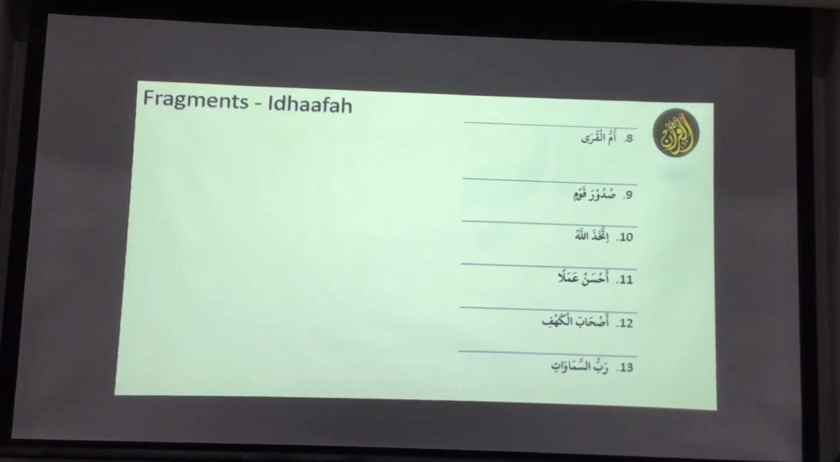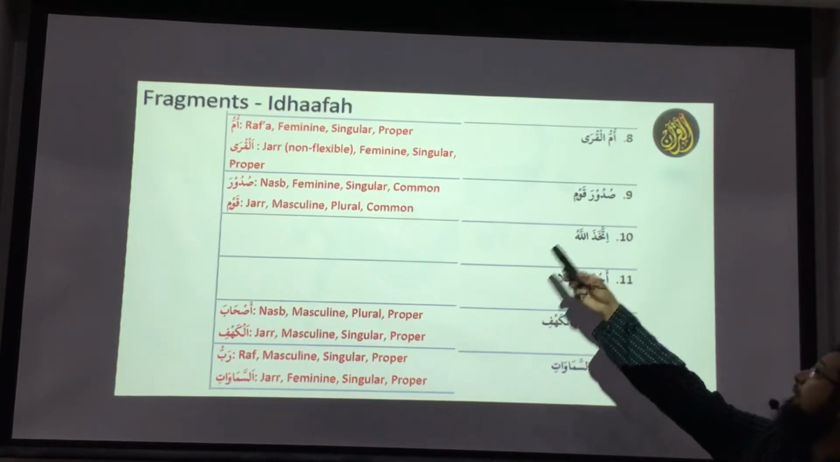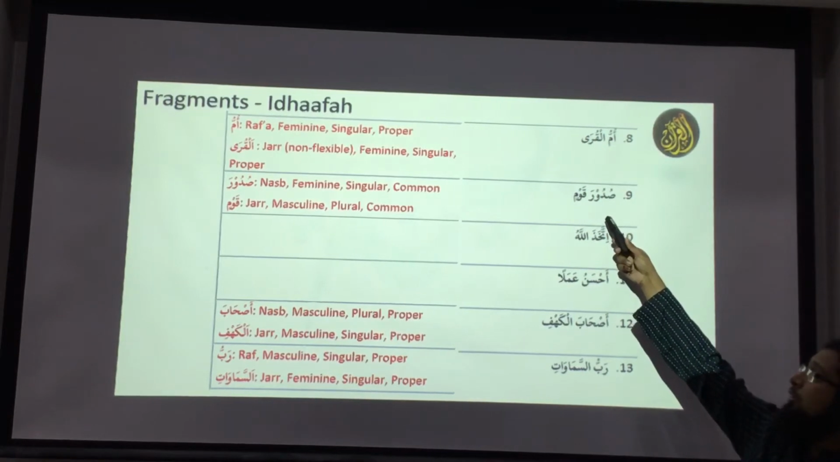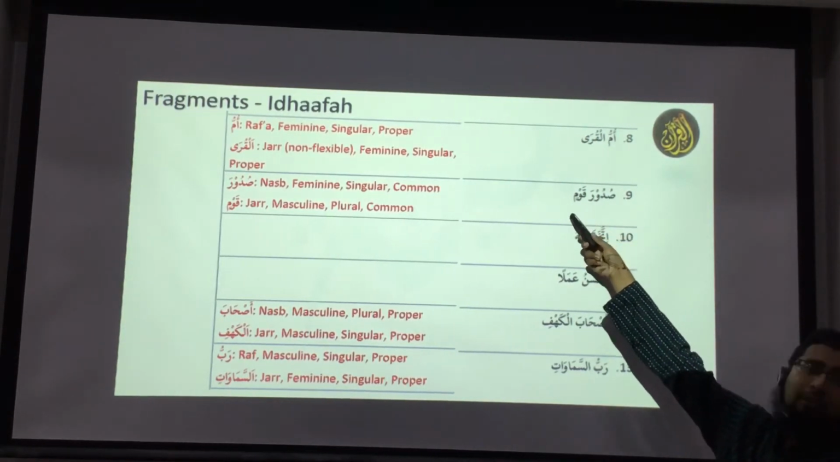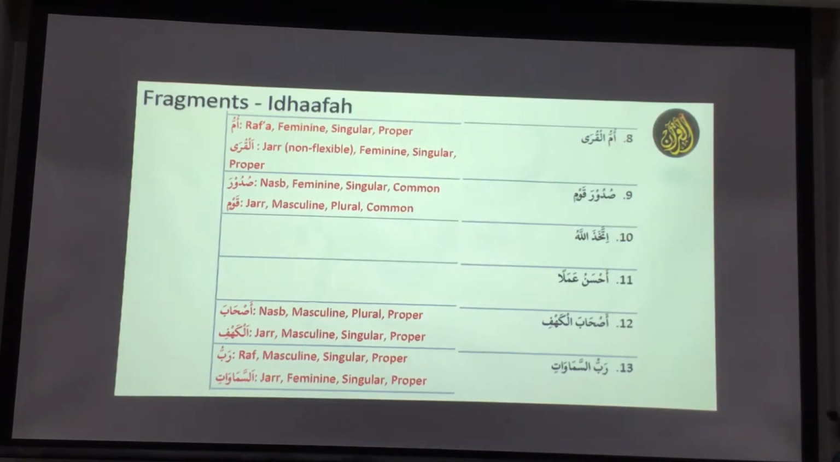Okay. If you look at the answers, they also say what type of word this is. So like this one, see, nasab. The first one: feminine, singular, and common. Why is this common? Qawmin is common, and there's nothing to make it proper. So that's why it's common.